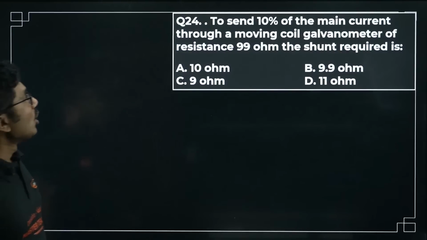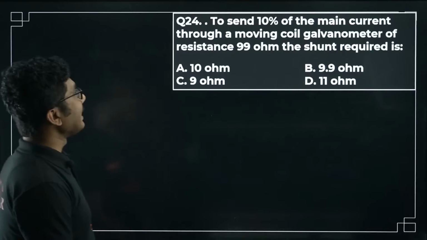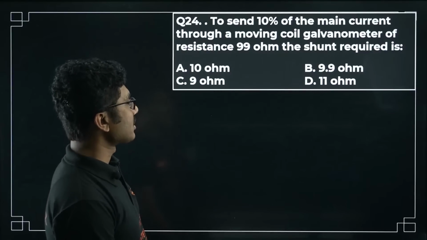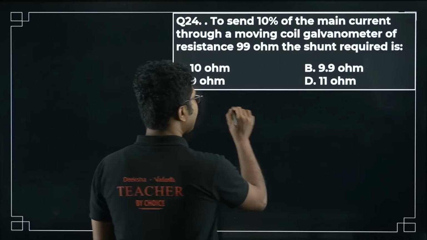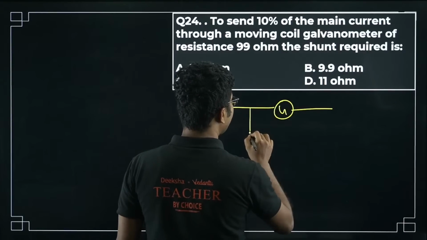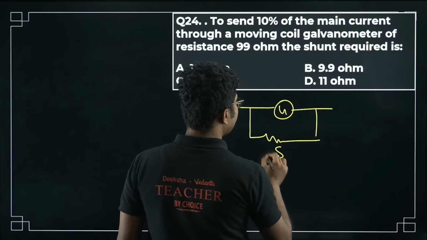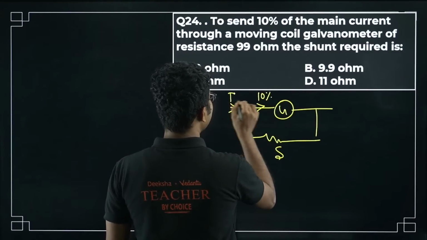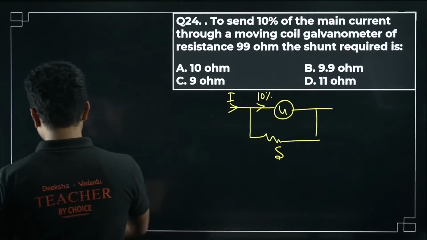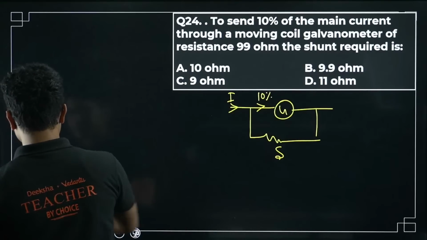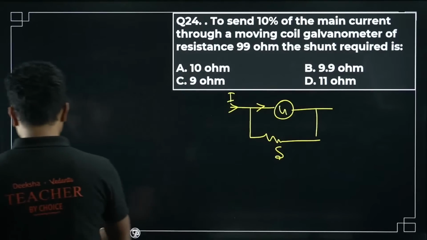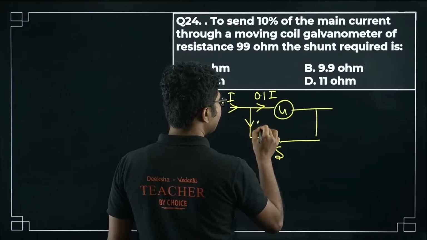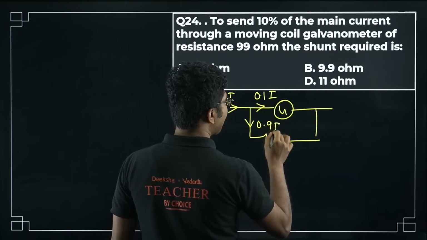Now next question. To send 10% of the main current through a moving coil galvanometer of resistance 99 ohm, the shunt required is? So here we have a galvanometer and we have a shunt resistance. The current passing through the galvanometer is only 10%. So if I is coming over here, only 10% current is passing. 10% current means 0.1 I is passing through the galvanometer and 0.9 I is passing through the shunt.